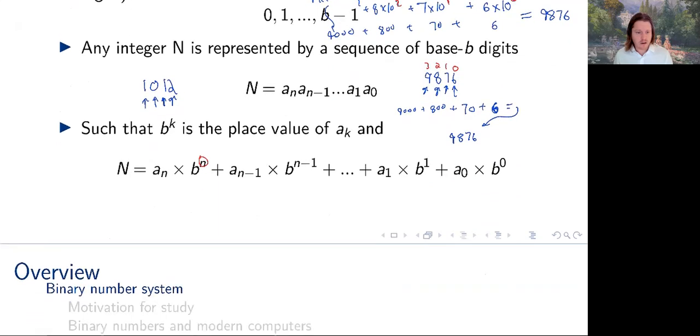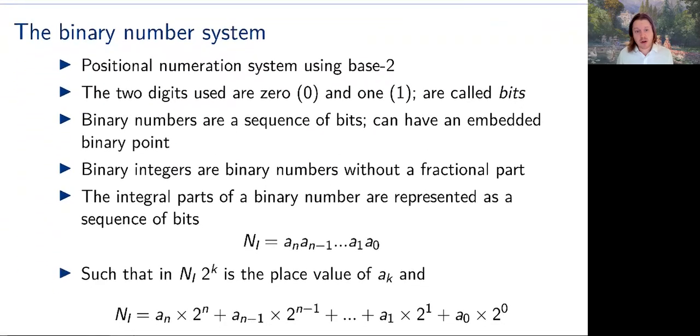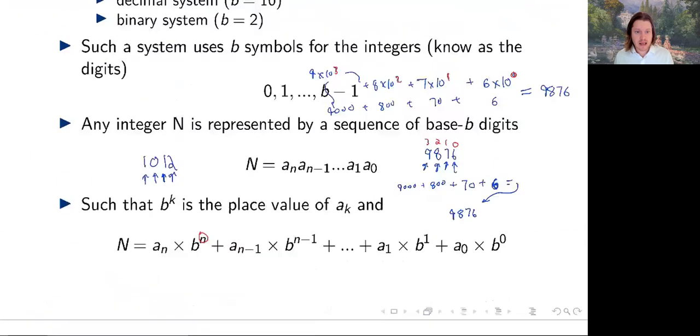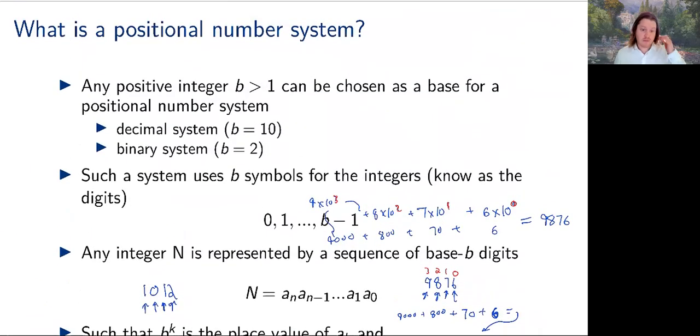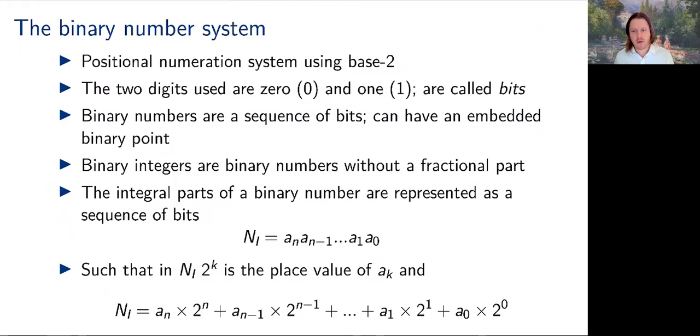Moving on from this, let's talk about the binary system. This is simply going to be a positional numeration system using base 2. The symbols that we can use are going to be 0 through b minus 1. So in this case, if b is 2, we'll only have 0 and 1 as the digits in the binary system, and we're going to call these bits.